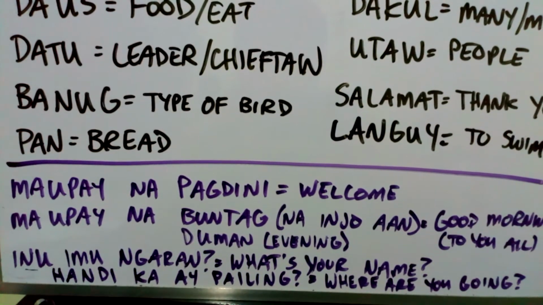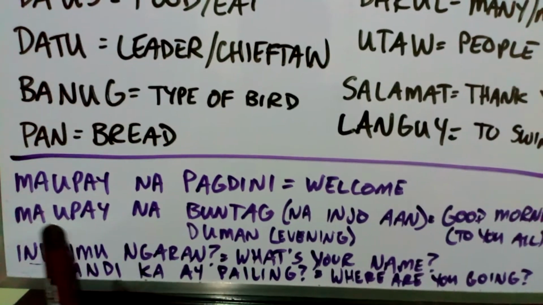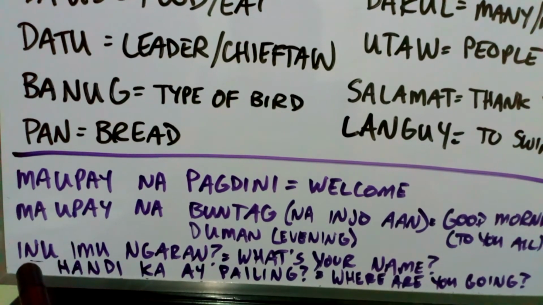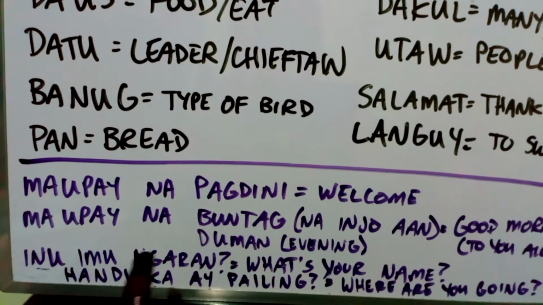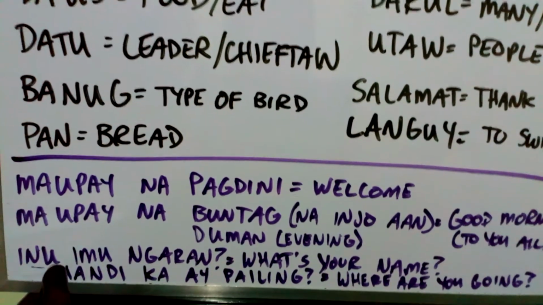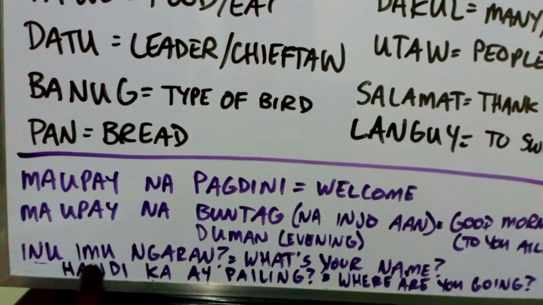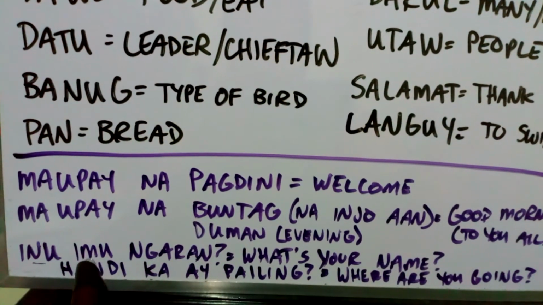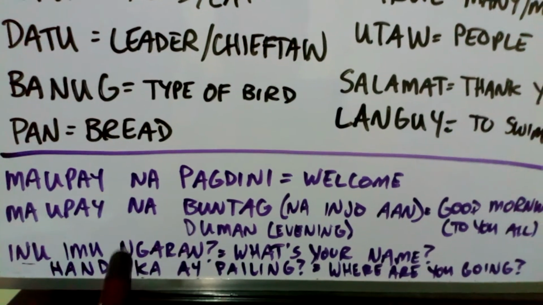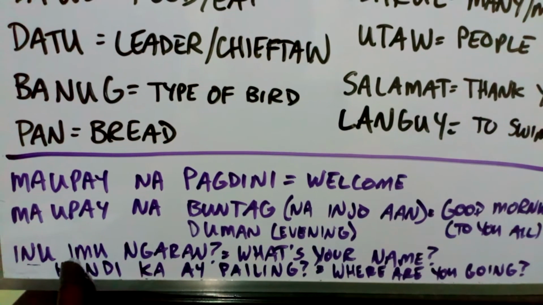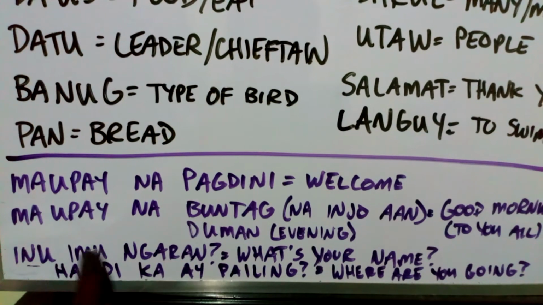Our next one here is inu imungaran, right? Inu imungaran, what's your name? Look at this breakdown. Inu meaning what? It sounds almost like another Visayan language's word for what. In Tagalog, it's ano, right? But inu is in Kinamigin. Imu meaning your, because this sounds like most Visayan languages meaning your, especially Cebuano and Hiligaynon, right? Imo or imu, which is your. It's the possessive pronoun for your.